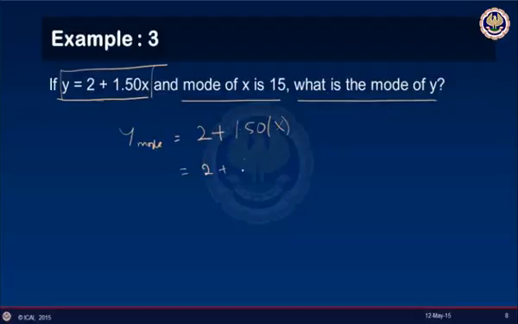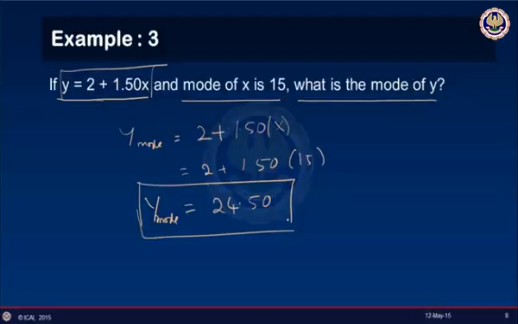Simply 2 plus 1.50 into 15, which is 22.5 plus 2, 24.50 is the mode of y. These kinds of things are very important from the MCQ point of view. Y equals a plus bx is a linear relationship. Simply in the place of x you have to substitute the mode of x, then add the intercept also, and then you will get the mode of y. These are very important for the examination point of view, and for MCQs.